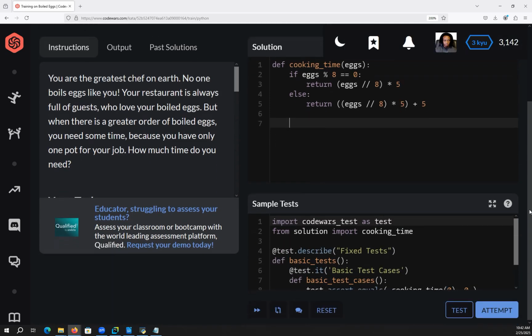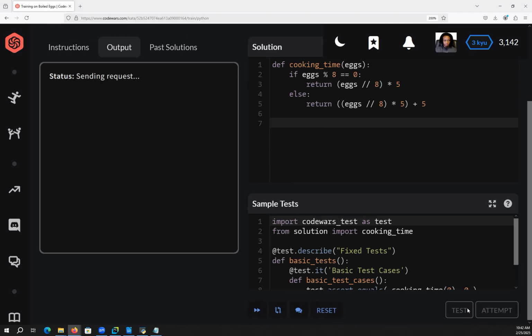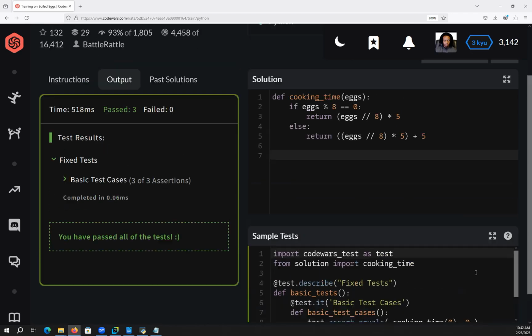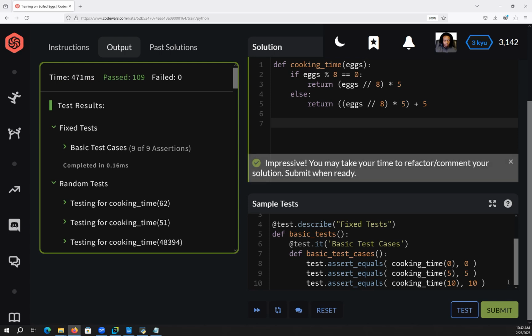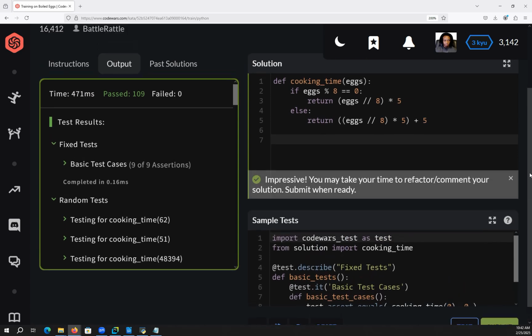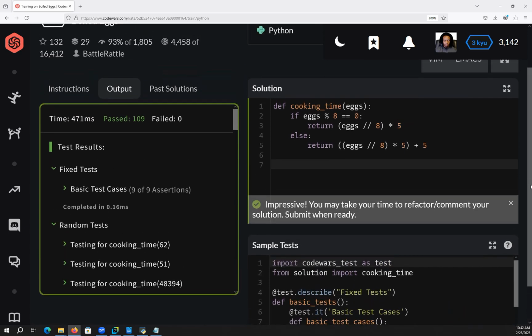Outstanding. That goes. And that goes. Impressive, homies. All right, that's it, folks. That's all, folks, like Porky Pig says.